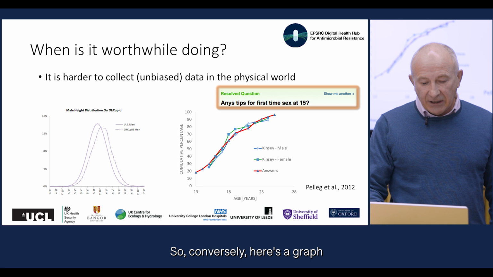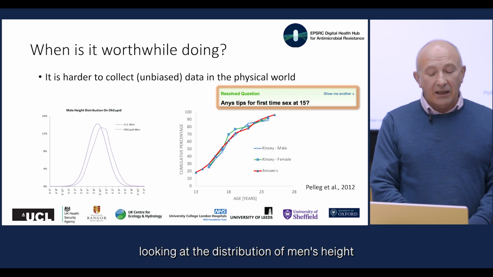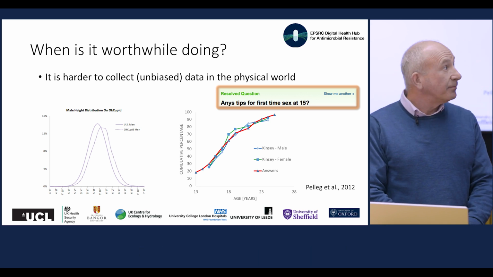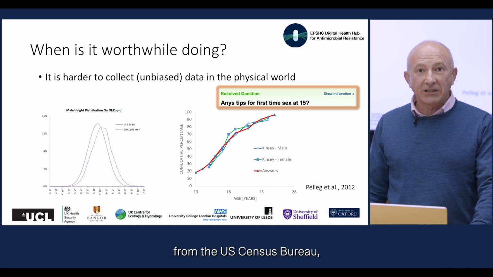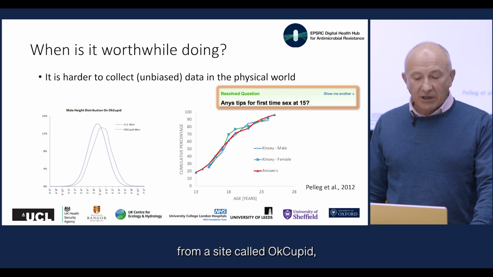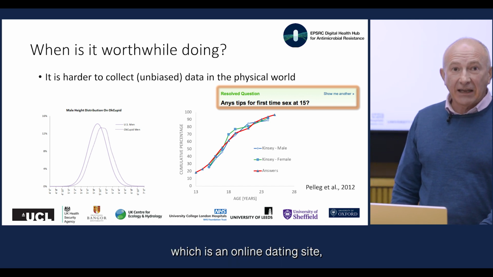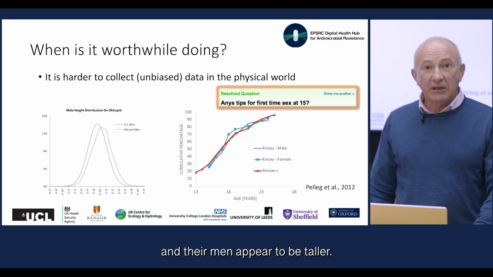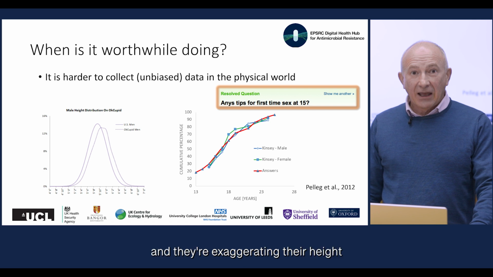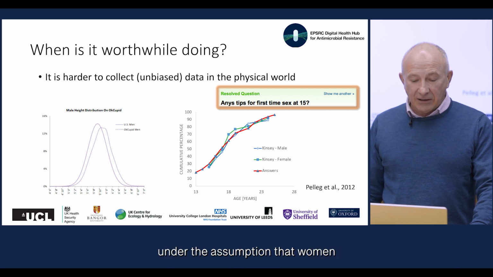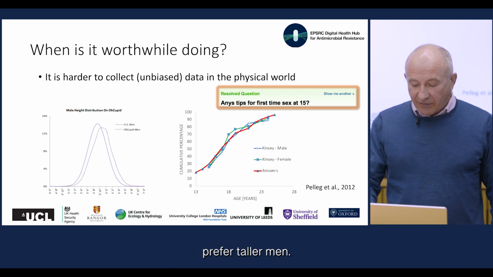So conversely, here's a graph looking at the distribution of men's height in the US. And the one to the left, which is that men are shorter, is derived from the US Census Bureau, whereas the curve on the right is derived from a site called OkCupid, which is an online dating site. And there men appear to be taller. And presumably this is because the information they're giving is not accurate, and they're exaggerating their height under the assumption that women prefer taller men.